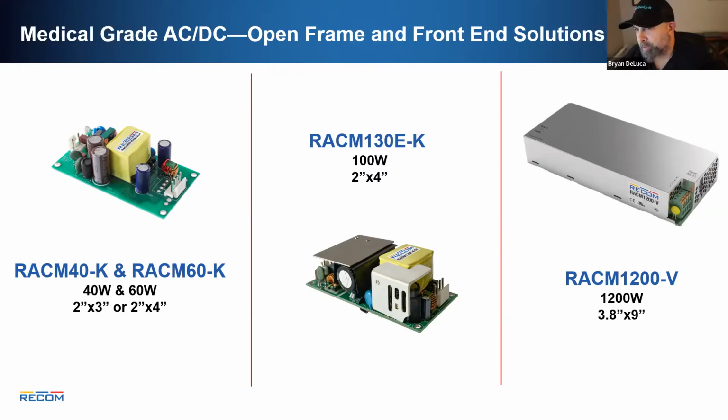So for the first two you just talked about, what are some of the equipment these would be designed into? Like we talked about the 1200 volt one being designed into beds and things like that. What would these other ones, the 40 and 60 watt and the 100 watt, be designed into?